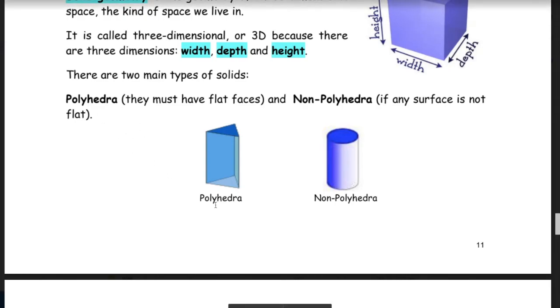For example, this is a polyhedra because this surface is flat. It's a flat rectangle. This is a non-polyhedra because the surface is rounded. So if we put this side on a table, it would roll off.